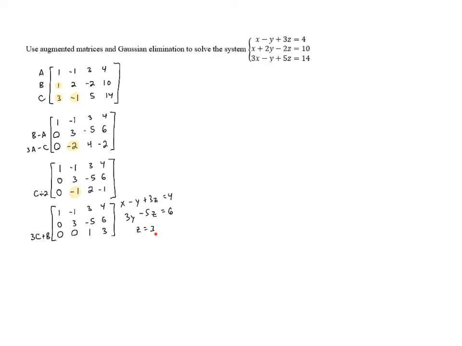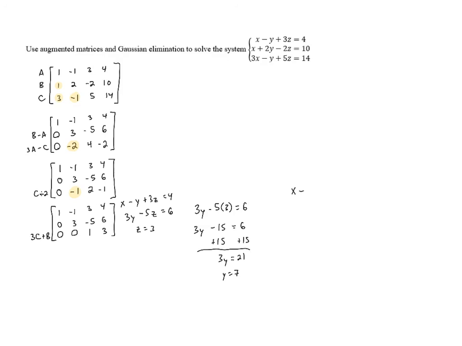So we're going to substitute z equals 3 into the second equation. That gives us 3y minus 5 times 3 equals 6, which is 3y minus 15 equals 6. If we add 15 to both sides, that gives us 3y equals 21, and dividing by 3 gives us y equals 7. And then once we know the values for y and z, we can plug them into this first equation to solve for x.